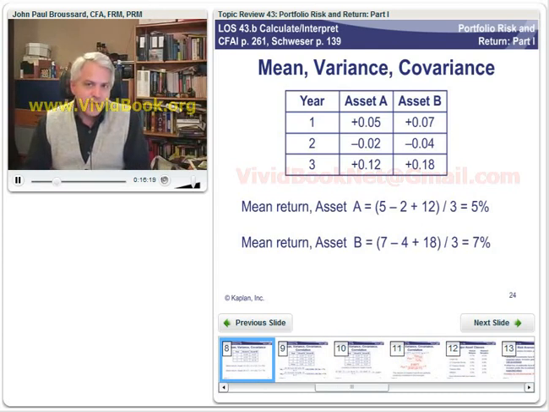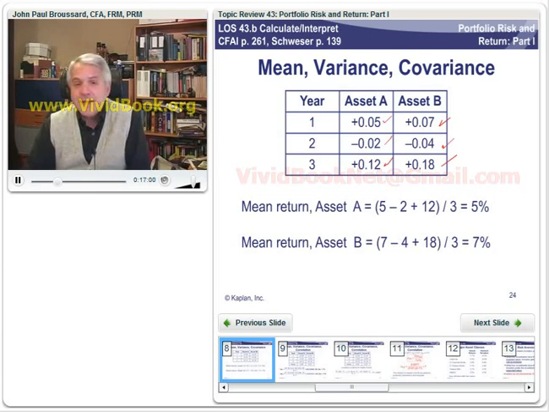Now, what we're going to do here is make a bit of a tangent, but we have to do this in order to get your toolkit prepared to calculate some basic portfolio measurement figures. That means we're going to tangent off into some statistics, which you have also seen in the video series, but we want to make sure we understand where we are. Let's suppose we have 2 assets and 3 years' worth of data. Asset A had a 5% return the first year, negative 2% the second year, and 12% in year 3. Asset B had 7, negative 4, and 18% respectively.